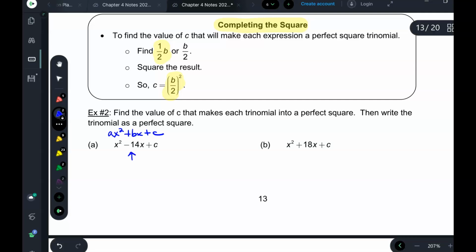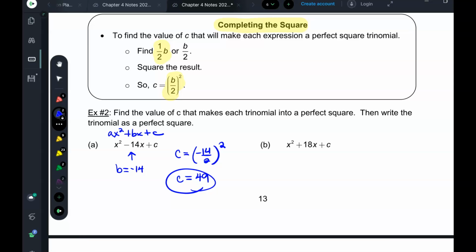Say half of b. What's b equal to? B is equal to 14. So c is going to be half of 14 squared. That's going to be 7 squared, and that would be 49. Good.